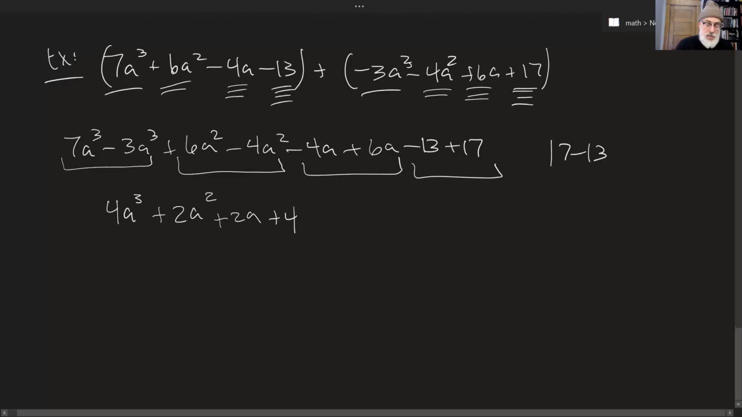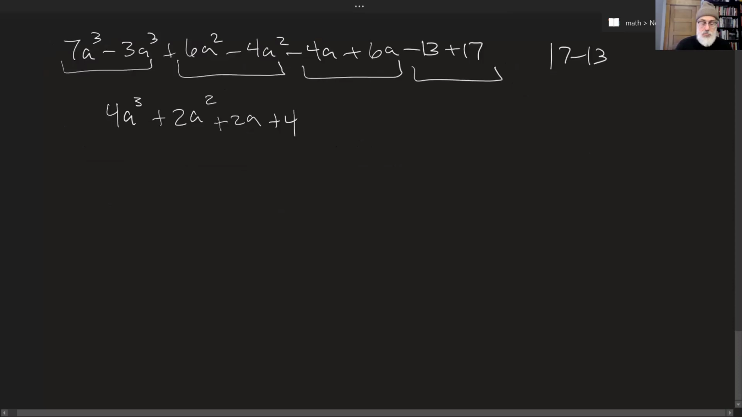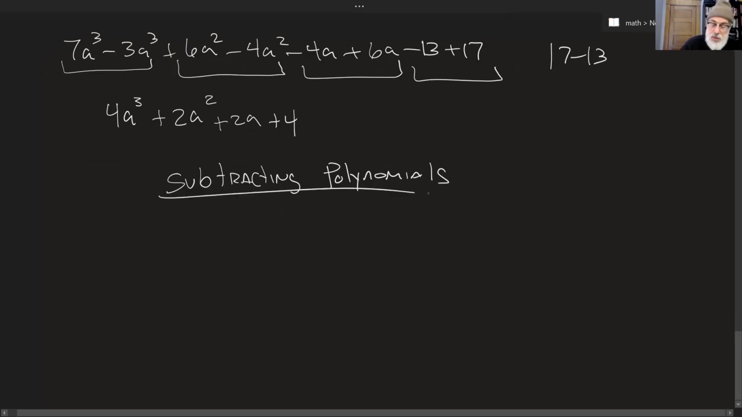Now subtracting polynomials is the same as adding. We need like terms.